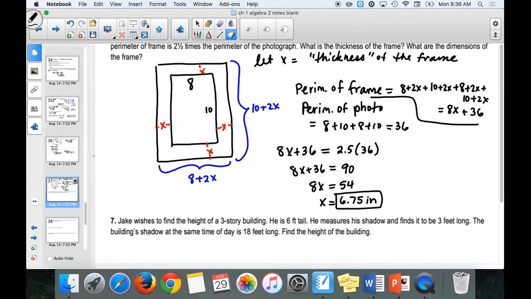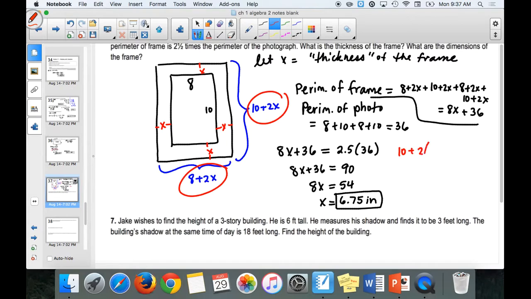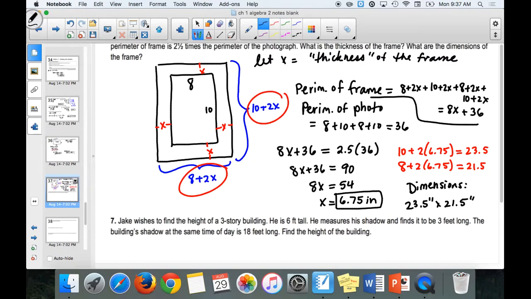All right, so what are the dimensions of the frame then? Well, the dimensions of the frame, we're going to put 6.75 into the 10 plus 2x, so we're putting it in here and here. So we have 10 plus 2 times 6.75. So we get a total of 23.5. And we do 8 plus 2 times 6.75, and we get 21.5. So our dimensions of the frame are 23.5 inches by 21.5 inches. So we've answered all the questions.